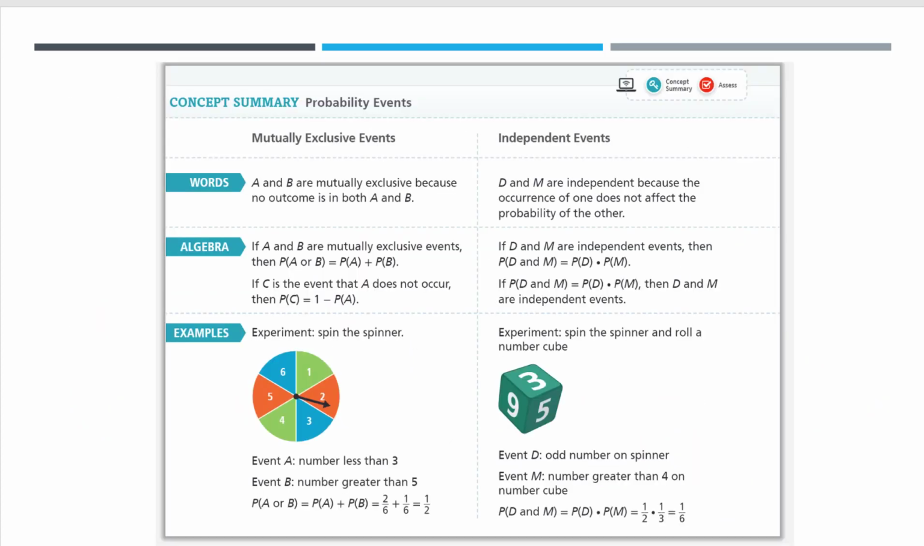Now I've put everything together in a slide for you. So mutually exclusive, no outcomes in common. It has the or with the addition. Independent, it means that the occurrence of one does not impact the probability of the other. It has the and, the multiplication.